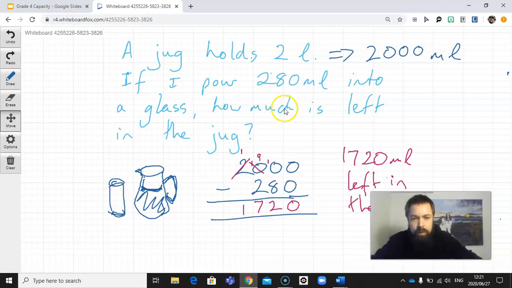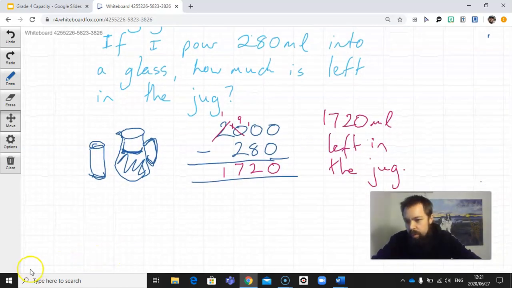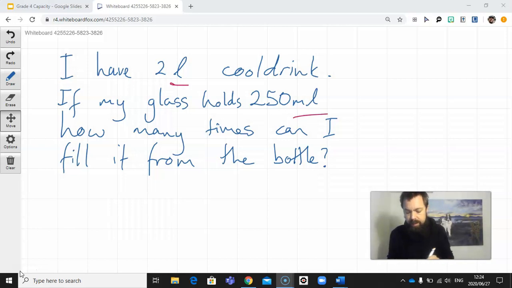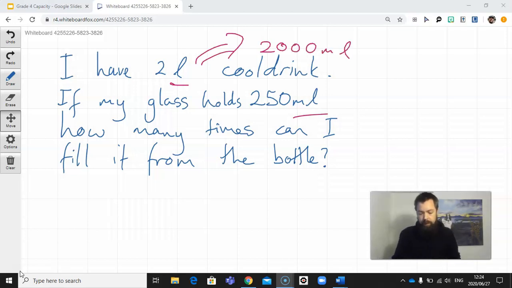Right. We've got time for one more. So let's say I have 2 liters of cool drink and I have a glass that holds 250 ml. How many times can I fill the glass from the bottle until I've got nothing left? So how many glasses are there in the 2 liter bottle? Well, again, I have two forms of measurement. I've got liters and milliliters, and I need to make them the same. So doing that very simply is 3 jumps, putting 3 zeros on, 2000 milliliters.